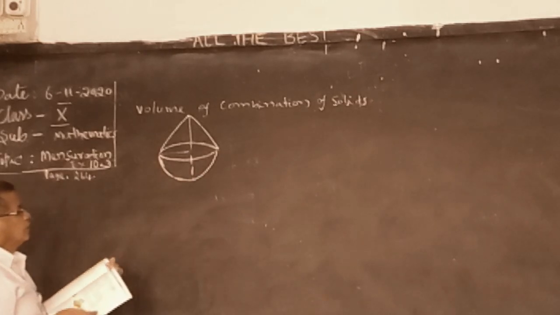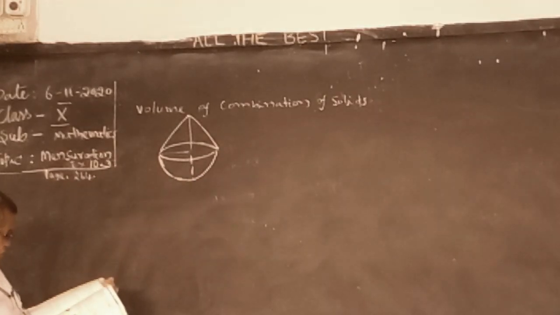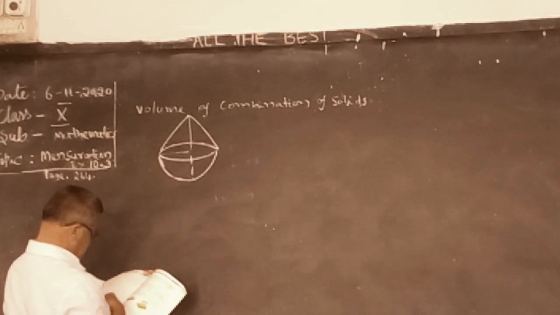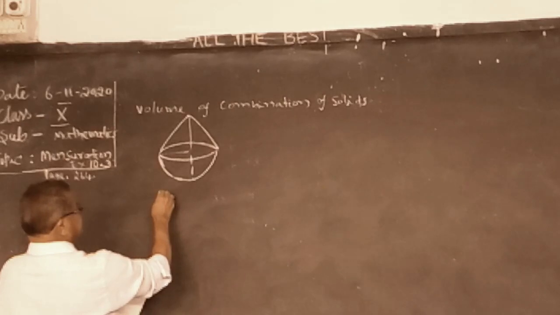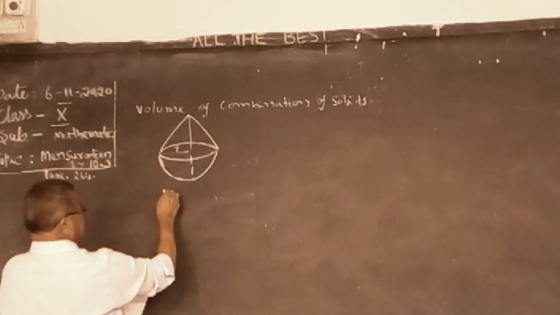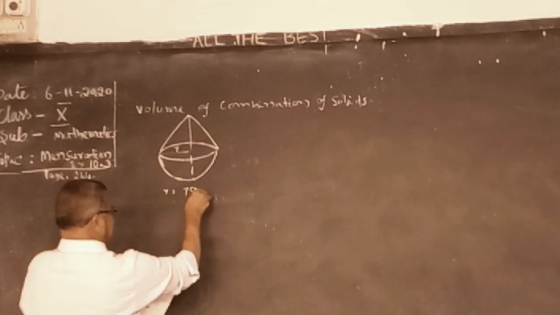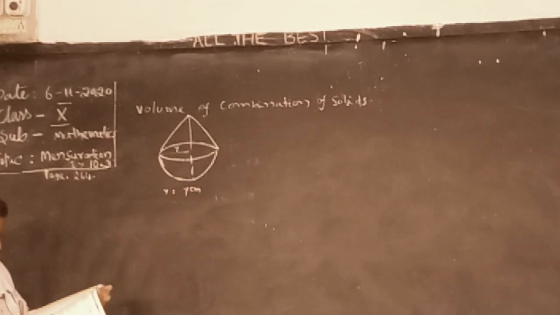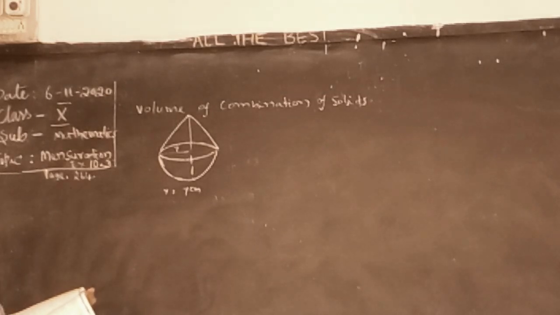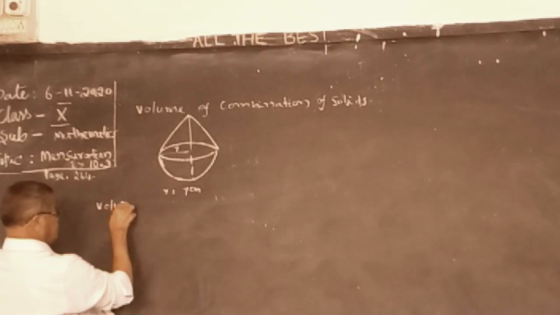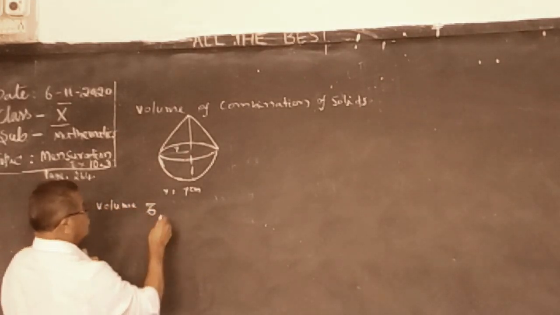Height and the radius of the cone. Radius of the cone is 7 centimeters. Here R is the radius of the hemisphere, also 7 centimeters. And the volume of the cone.